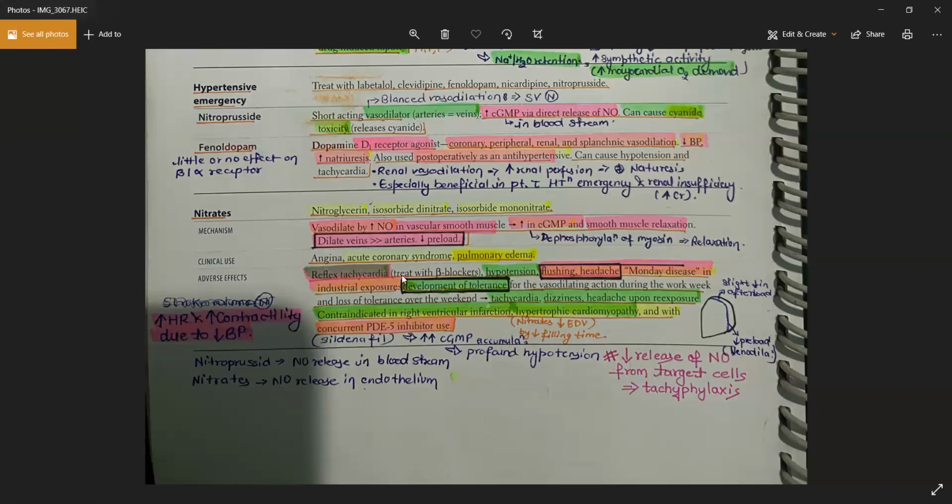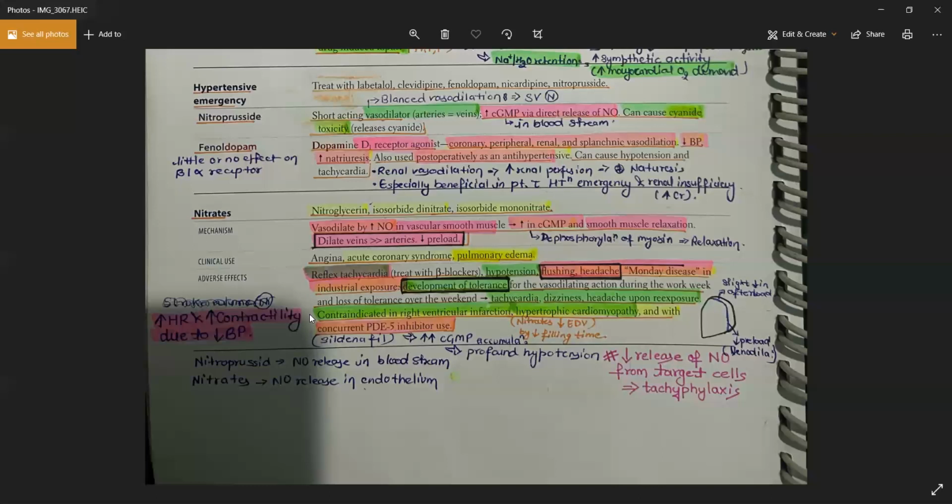Tachyphylaxis will happen, and as a result, the patient will have less vasodilation. Their headache will be improved after 2 or 3 days. But again, after Saturday, when they take a break on Sunday, and then go back to work on Monday, they will get the headache again. This is a Monday morning disease, or Monday sickness. Then other things: tachycardia, dizziness, headache.